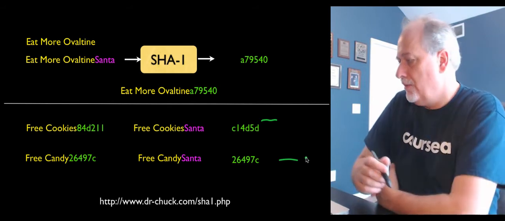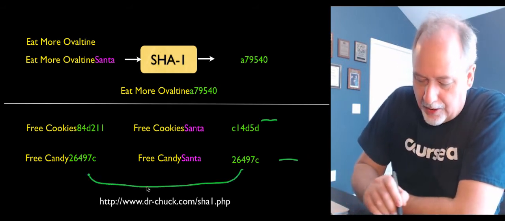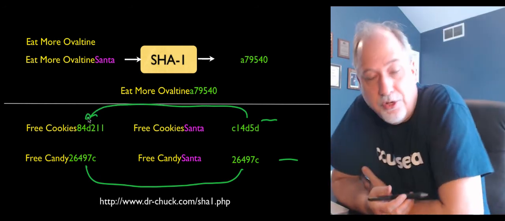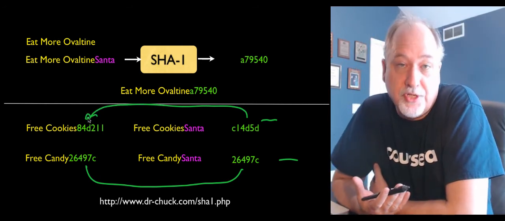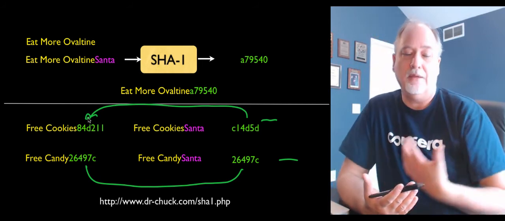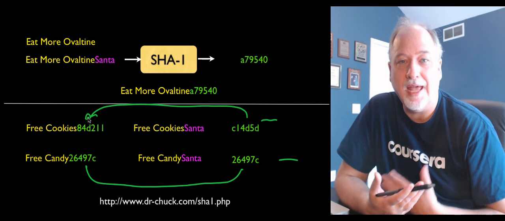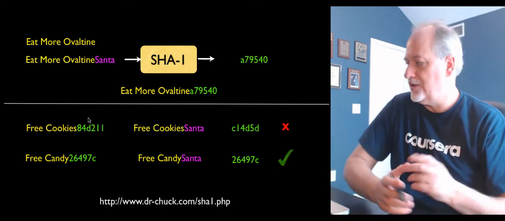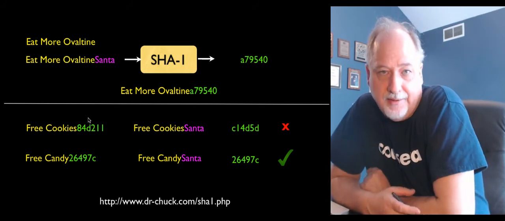And then what we do, most importantly, is we compare them with the received SHA-1. And when you compare them with the received SHA-1, or the received message digest, or the received message signature, you see right away that one is good and one is bad. It's as simple as that, right? One of these is good, and one of these is bad.